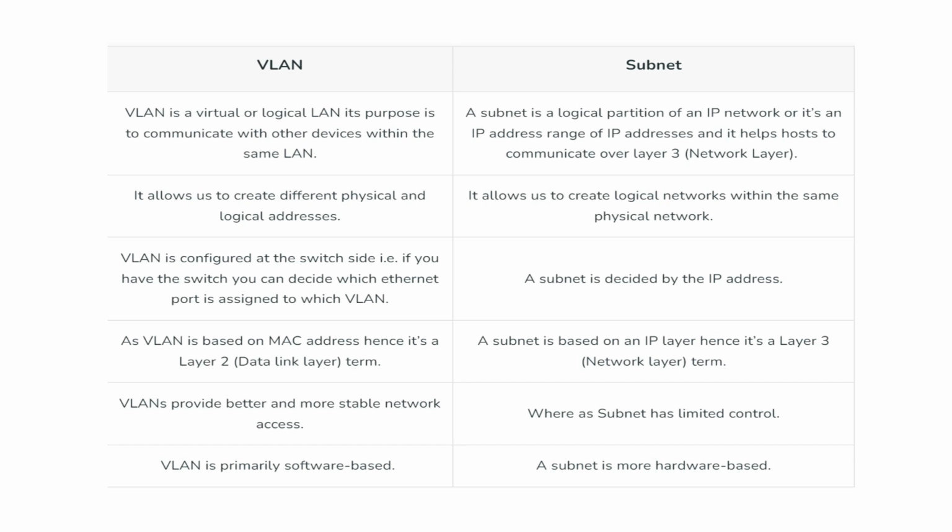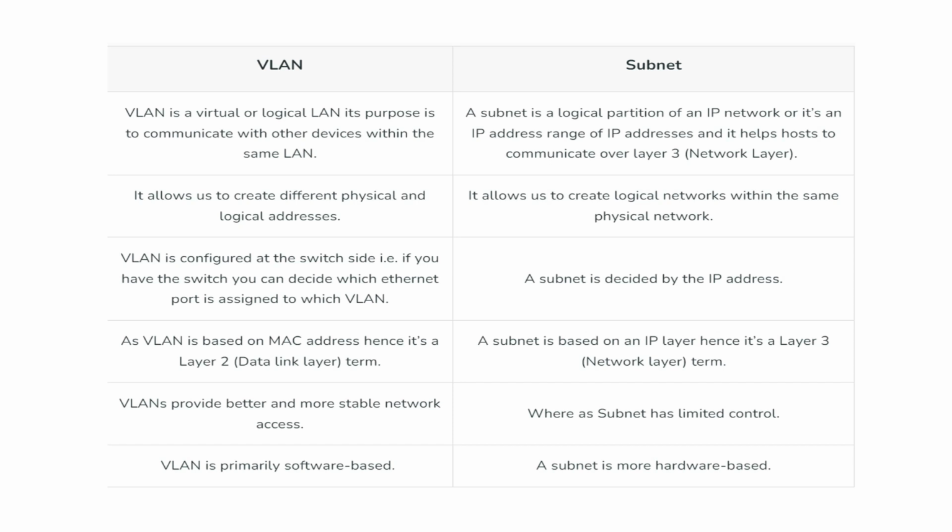So the key idea of VLAN is to create a virtual or logical LAN, and its purpose is to let us communicate among the devices that are in the same LAN. But in the case of subnetting, we are giving a long range of IPs, and we are doing a logical partitioning. That means we are going to make small sub-blocks out of a larger block.